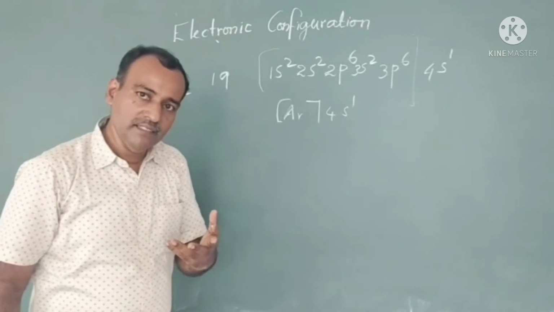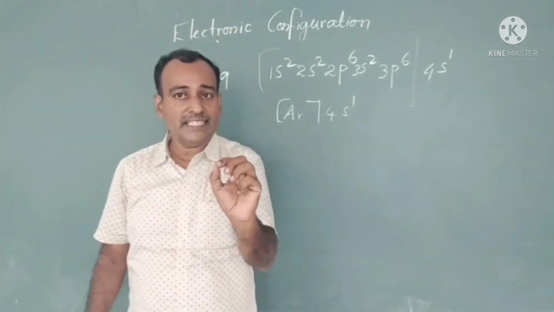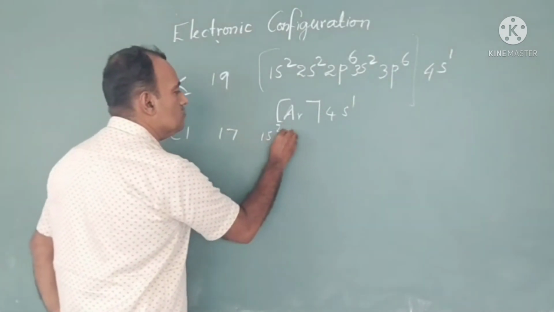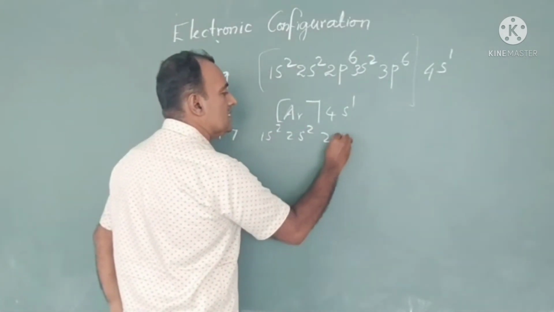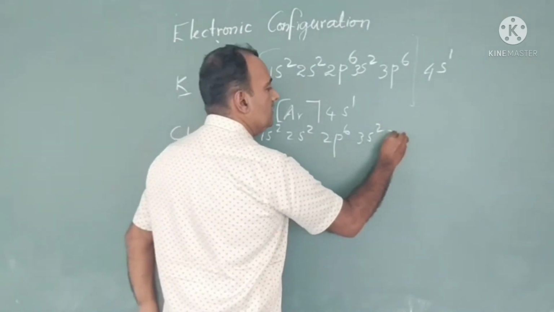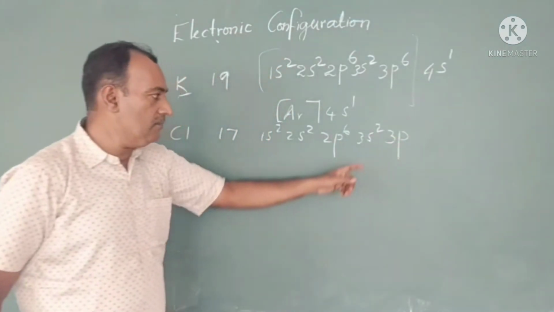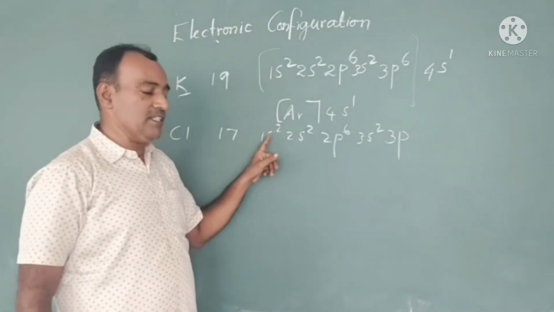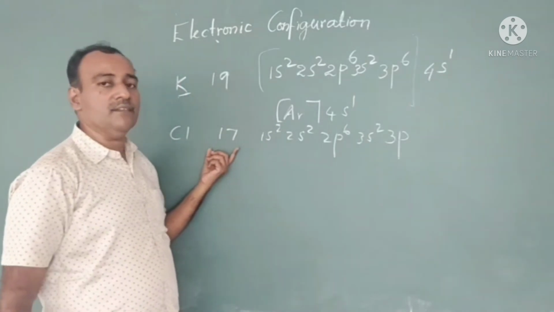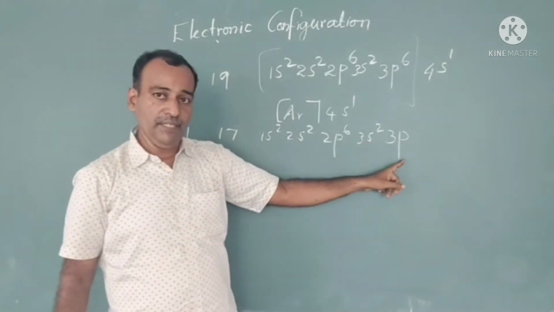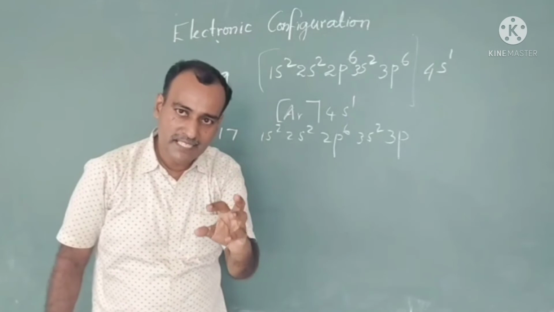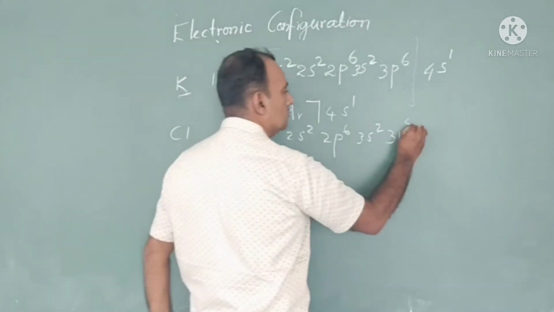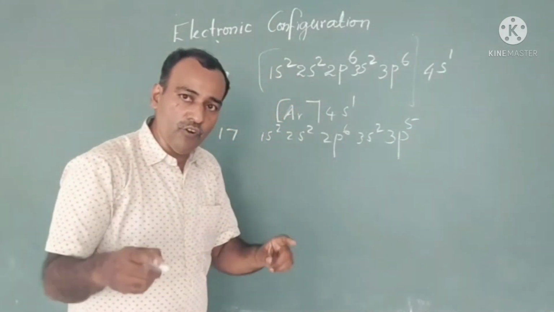Is it clear? How can you write the electronic configuration of chlorine? Chlorine, what is the atomic number? 17. 1s2, 2s2, 2p6, 3s2, 3p. Count the number of electrons. 2 plus 6, 8. 8 plus 2, 10. 10 plus 2, 12 over. Totally 17 electrons. 3p can accommodate a maximum of 6 electrons, but we have only 5 electrons. So 5 will go.